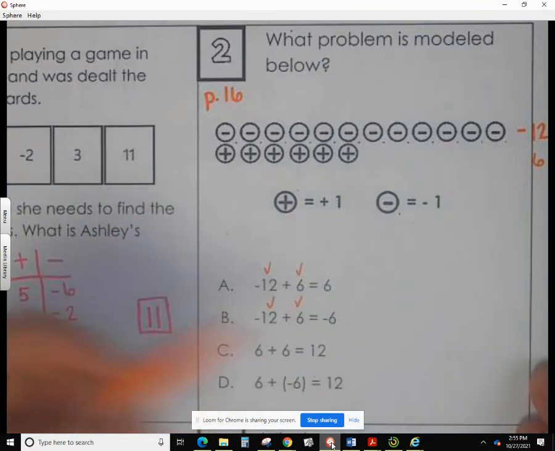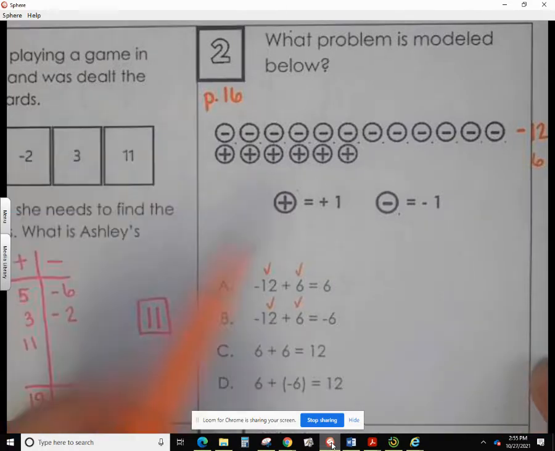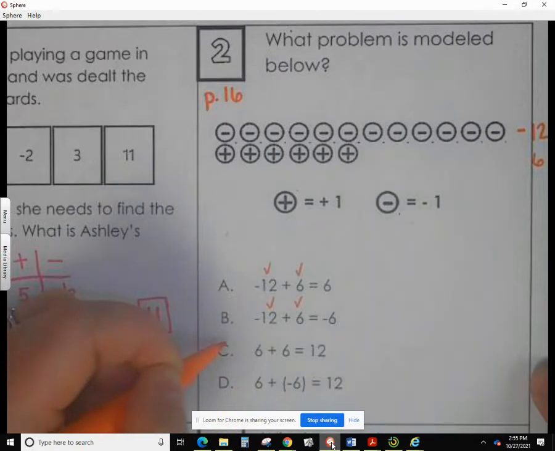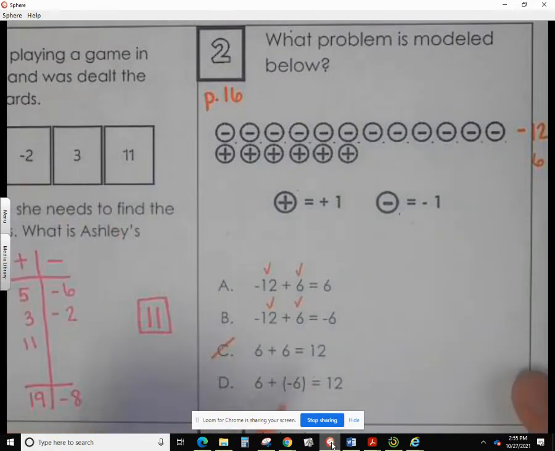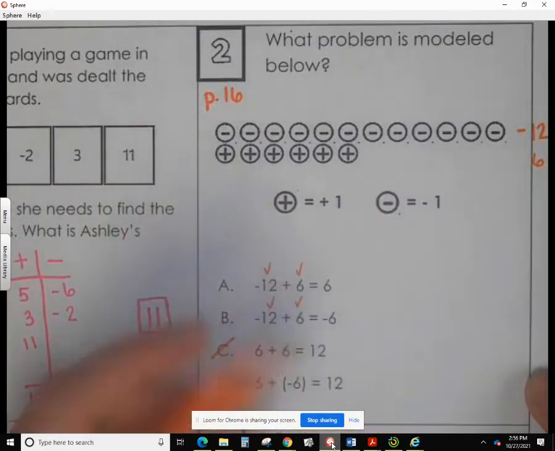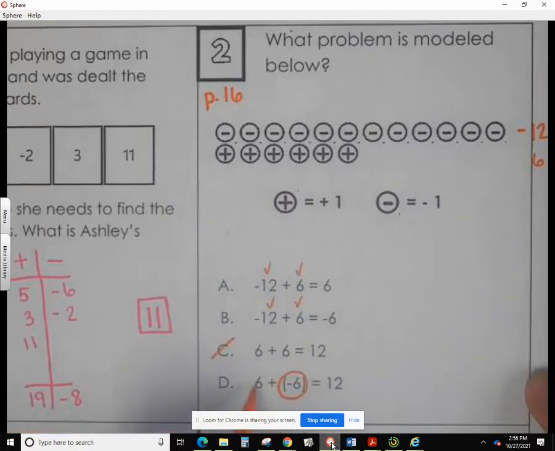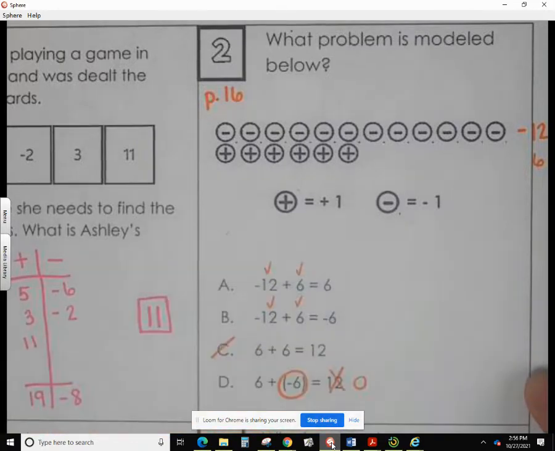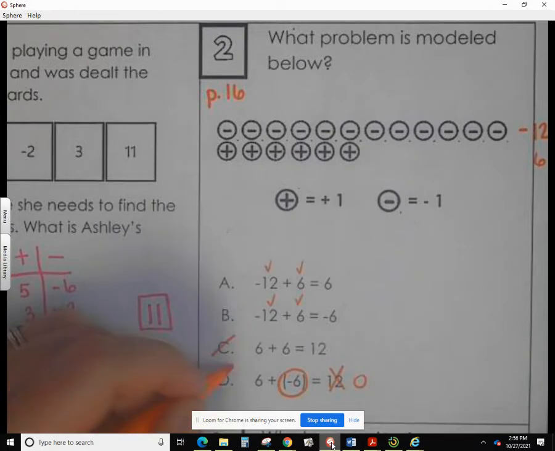6 plus 6 equals 12. That is true, but that's a kindergarten problem. We're not here to model kindergarten problems. We have negatives up here, and there's no negatives in that answer choice. So we're going to get rid of C. And then D has the 6 positives, that's true, but it shows only 6 negatives, and there were 12 negatives. So that right there is wrong. And also, even if 6 plus -6 was being modeled, 6 plus -6 would equal 0, not 12. So we can get rid of D.